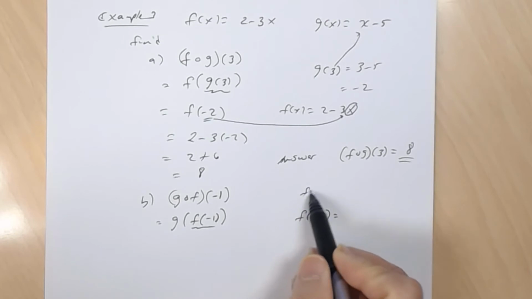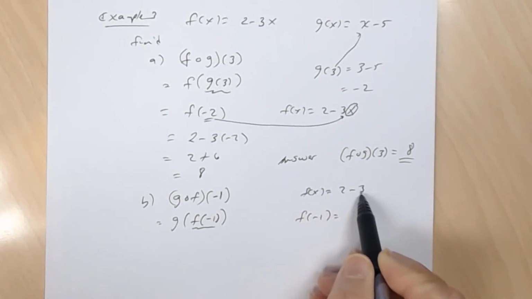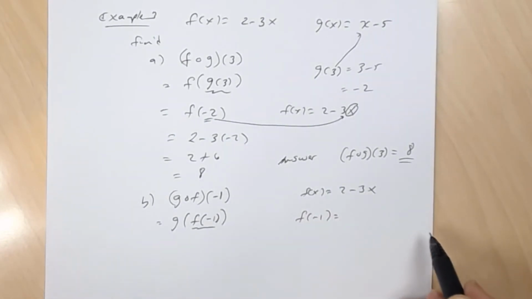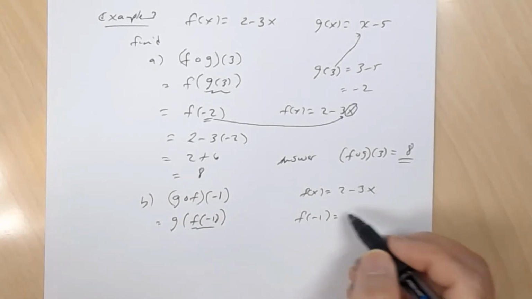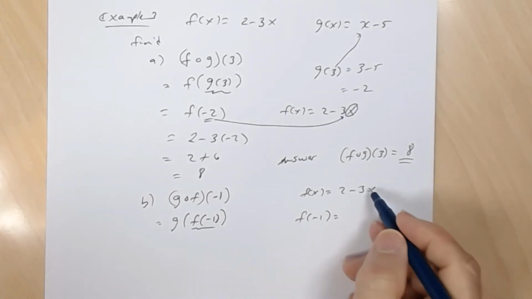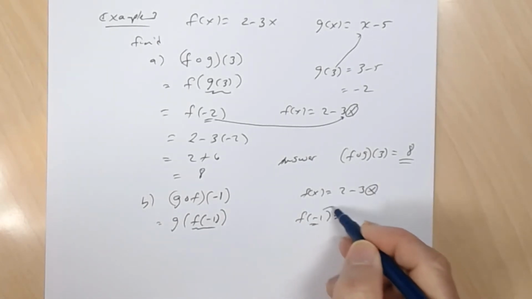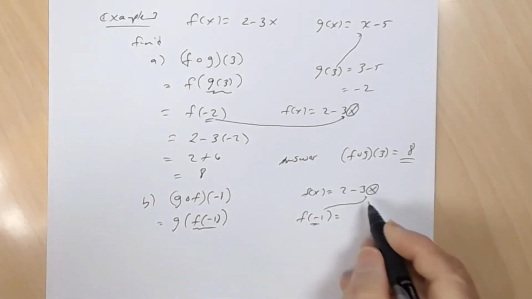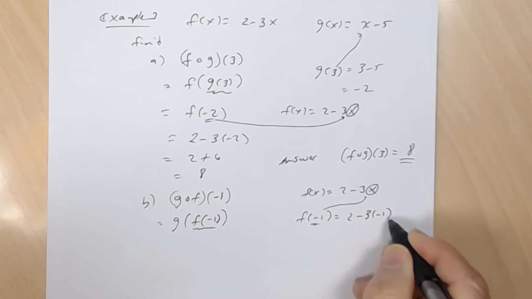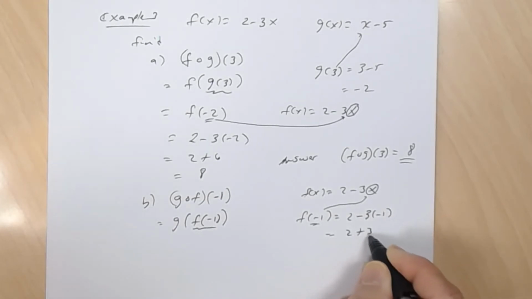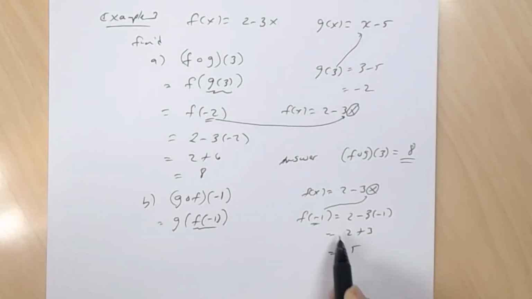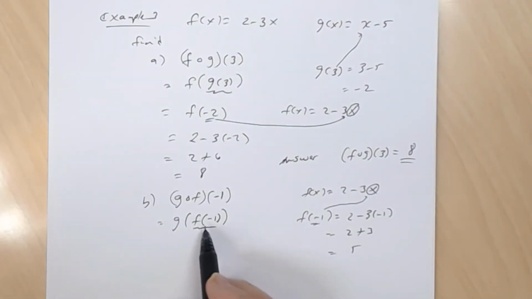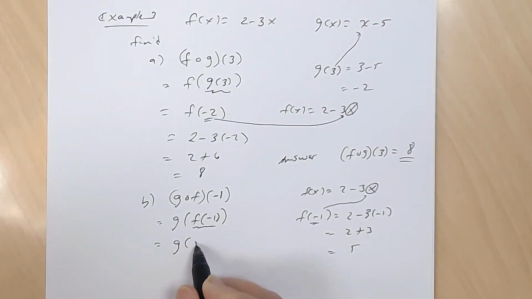So I'm going to write f of x. f of x, remember, was 2 minus 3x. Okay? And so now where we see the variable x, you're going to substitute negative 1. So this becomes 2 minus 3 times negative 1, which is 2 plus 3, which is 5. So I found f of negative 1 to be 5. So that goes here. So now I want to find g of 5.